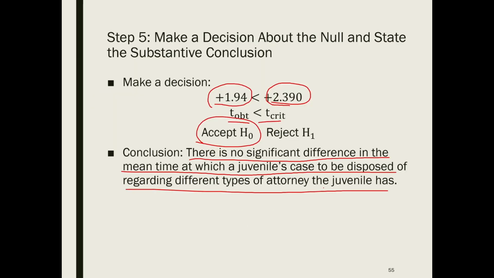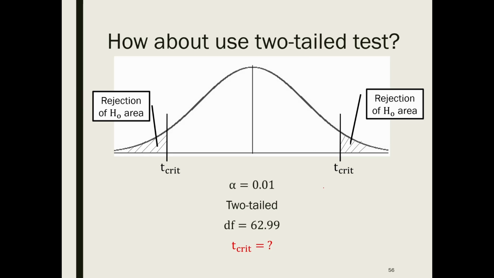Now the second thing is, what if we use a two-tailed test? We used a one-tailed test in this example, right? So what if we use a two-tailed test? Everything will be the same. The difference is the t critical. The t critical will be a little bit different, and it will also have a positive number and a negative number, right?